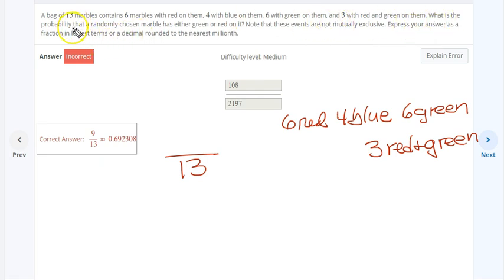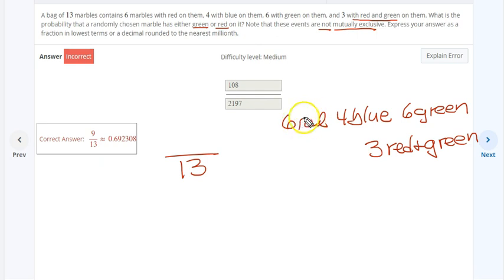What is the probability that a randomly chosen marble has either green or red on it? And as we get ready for the Christmas season, that's very appropriate. Now, note that these events are not mutually exclusive. And you might say, why? Well, because there are some with red and green on them. So we're going to use the addition rule to start us off.